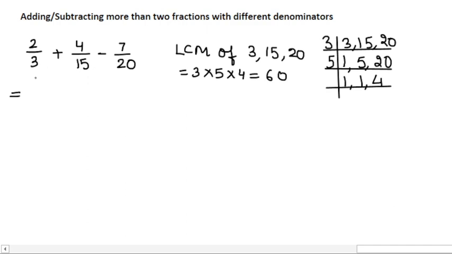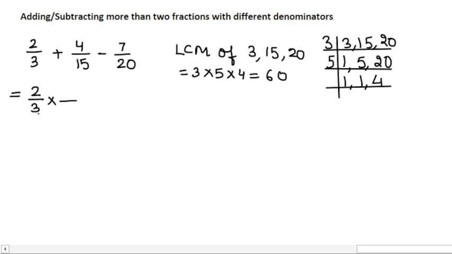What we need to do is to make the denominators equal. So we are going to be converting all these three fractions into equivalent fractions with the same denominator, that is 60. Let us see how we can achieve that. I am writing the first fraction. Okay. So as I said, we need to convert the denominator to 60.